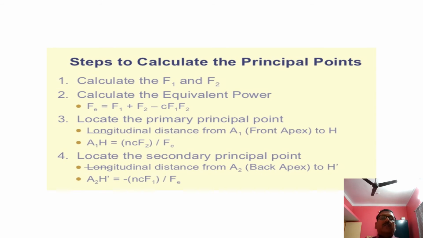Now we discuss the steps to calculate the principal points. Calculate F1 and F2. Then calculate the equivalent power, that means Fe is equal to F1 plus F2 minus C F1 F2. Locate the primary principal point: the longitudinal distance from A1 to H1, A1H1, is equal to n C F2 by Fe. And the location of the secondary principal point is the longitudinal distance from A2 to H', that means A2H' is equal to n C F1 by Fe.